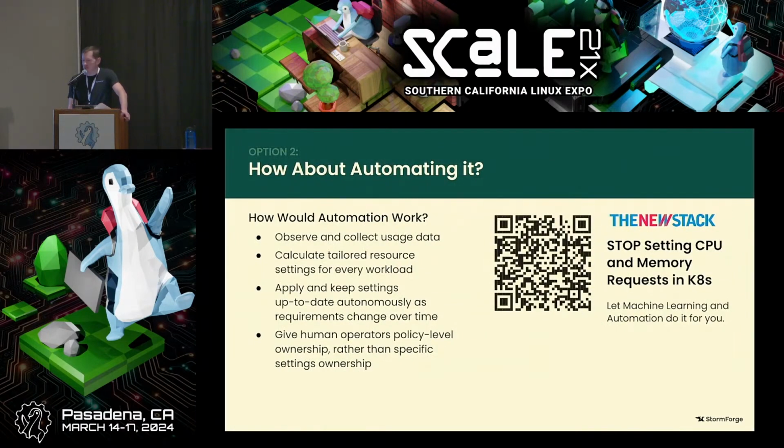So how would that work? Ideally, a tool would, so the VPA, the vertical pod autoscaler, is an example. I would say it's not a very mature one in terms of its full set of capabilities, but it's an example of something. It should be able to observe and collect utilization data from workloads, calculate and generate tailored request settings for all of them, and then automate actually managing that in production.